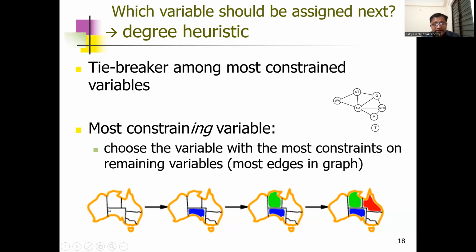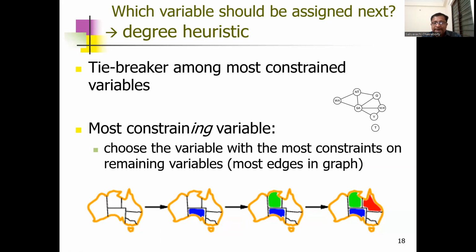Why constraint? Because if South Australia is assigned a specific color, then all the 5 other regions will lose one color. If in the second step South Australia is colored blue, this means all the other 5 regions will lose the option of blue. So they will have only 2 remaining values, red and green.